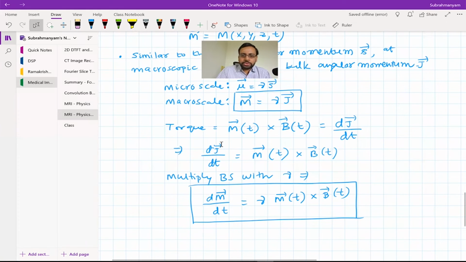We want to get rid of this j bar and put everything in terms of m bar. So you multiply both sides with gamma. Gamma times j bar would give you m bar. So dm bar by dt is equal to, on the right hand side, just a multiplication with gamma: gamma times m bar of t, cross product with b bar of t. Is it clear so far?